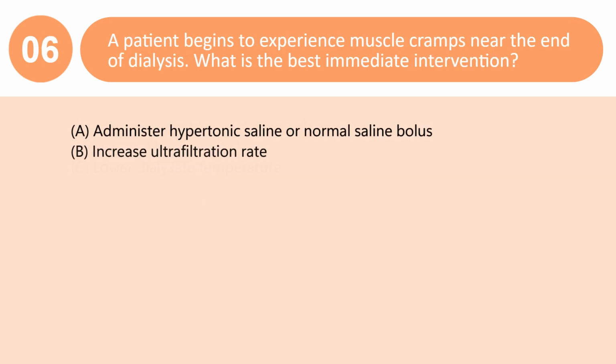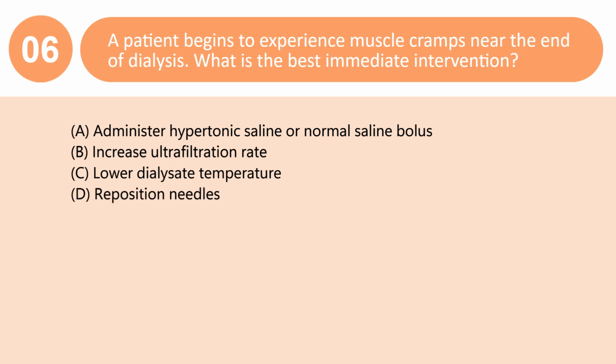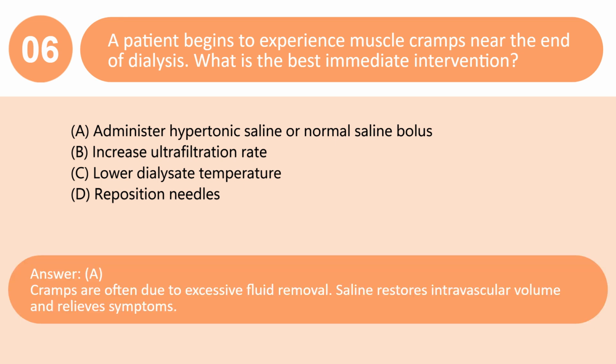A patient begins to experience muscle cramps near the end of dialysis. What is the best immediate intervention? A. Administer hypertonic saline or normal saline bolus. B. Increase ultrafiltration rate. C. Lower dialysate temperature. D. Reposition needles. Answer A. Cramps are often due to excessive fluid removal. Saline restores intravascular volume and relieves symptoms.